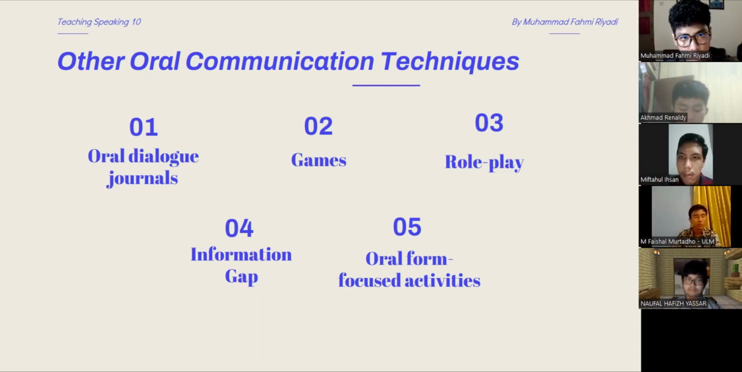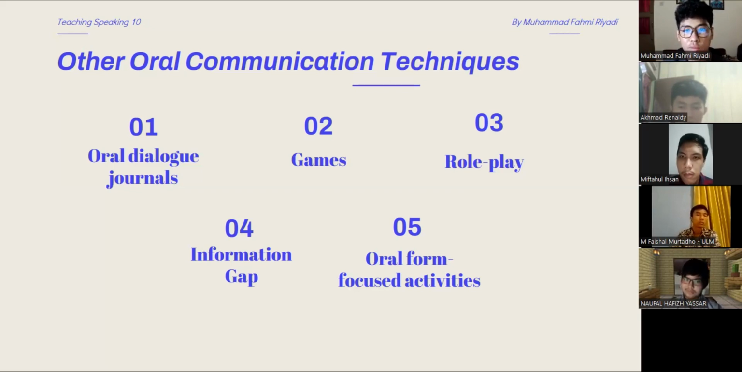Number 2 is games. Team building and guessing games can be used in pairs, groups, or the whole class. Number 3, role play. Role play offers learners a chance to get outside themselves, to use their imagination, and at times to voice opinions that may not be their very own beliefs. Role play can be worked into interviews, simulations, and problem-solving activities.